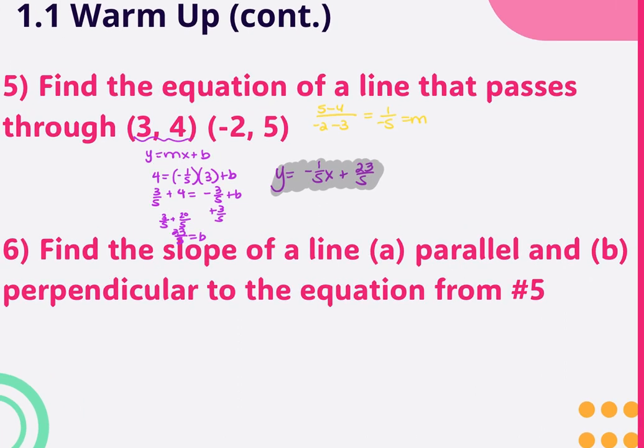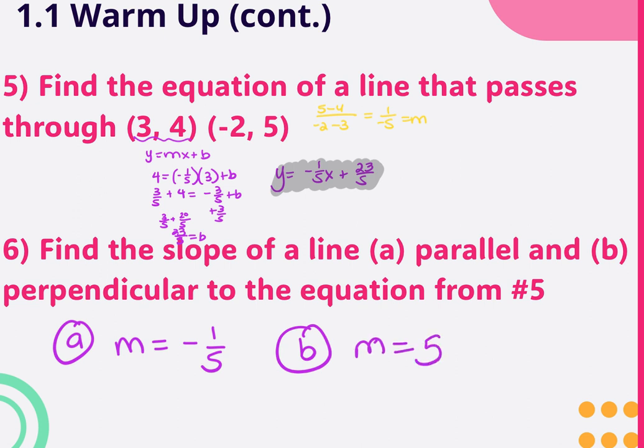Oh, sorry, go ahead. Oh, go back. All right, then 6 says find the slope of the line that is A parallel and B perpendicular to the equation from 5. So if 5 is y equals -1/5 x plus 23/5, what's the slope of a line that's parallel to it? The same, good, -1/5. How about the opposite reciprocal would be 5, if it's perpendicular. Just the slope, yeah, no, just the slope.